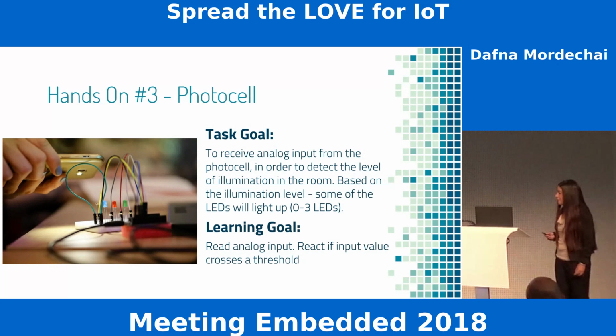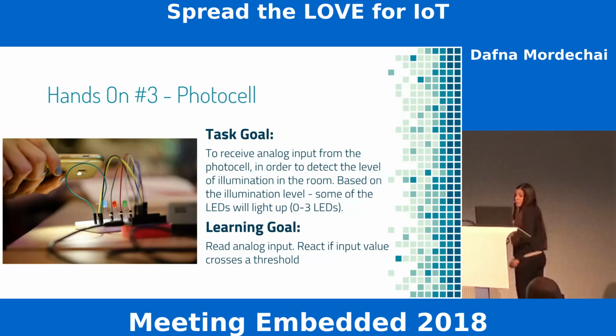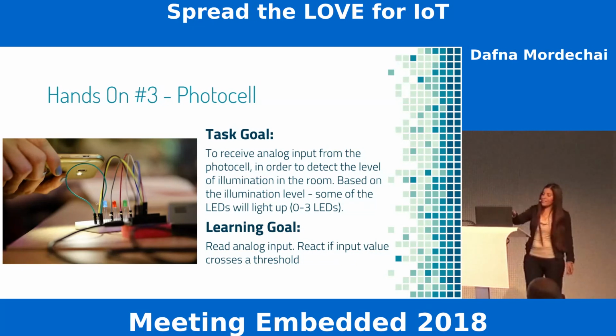The 3rd task was to receive analog input from a photocell in order to detect the level of illumination in the room. And based on that illumination level, with different thresholds they had in code, 0 to 3 LEDs will be lit up. The actual learning goal was to read analog input and to react and do something according to a threshold. So you can see in the picture that if you take a flashlight and put it on the photocell, all the LEDs are off because there's a lot of light.